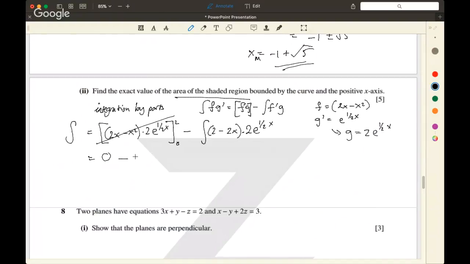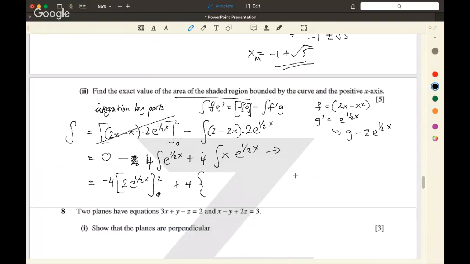Minus, so I'm going to just separate out this bracket. So it's going to be 2 times 2, which is 4, integral e to the 1/2 x, plus 4 integral x e to the 1/2 x. And the first one of these is minus 4, and then I'm going to integrate this guy, which as we know is 2 e to the 1/2 x between 0 and 2, plus 4, and then now I'm going to do integration by parts again, and my new f is just x, and my g is the same.